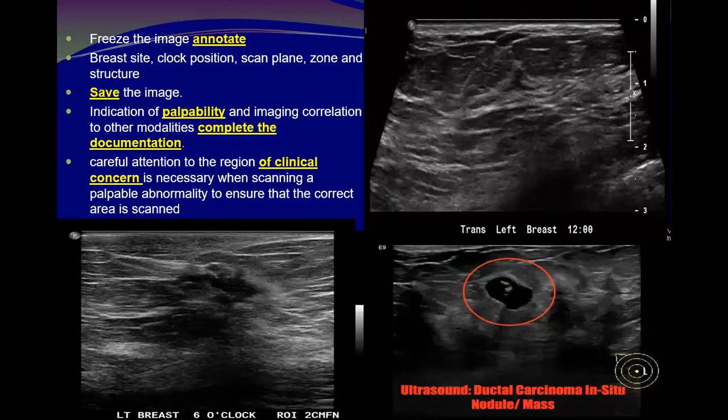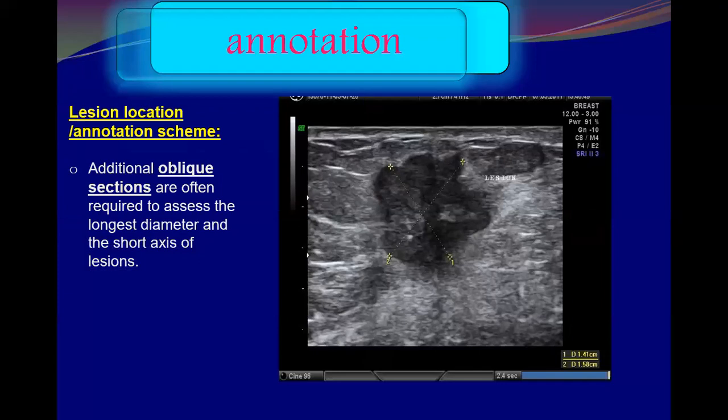So freeze the image, annotate by probe size, side, right, left, clock position, scan plane, zone, and structures, then save your image. And if there is any palpable abnormality, the palpability and imaging correlations, if documented, then definitely it will complete it. And careful attention has to be given to the clinical concern. We have to make sure we are talking about the same lesion of the clinical concern.